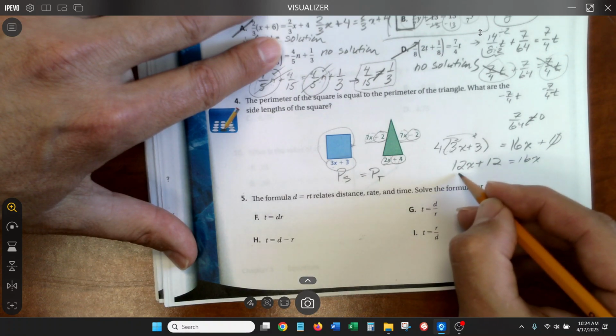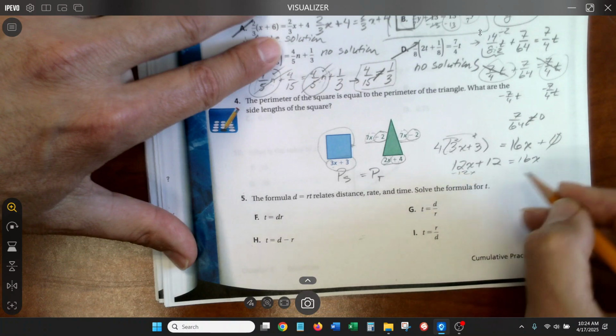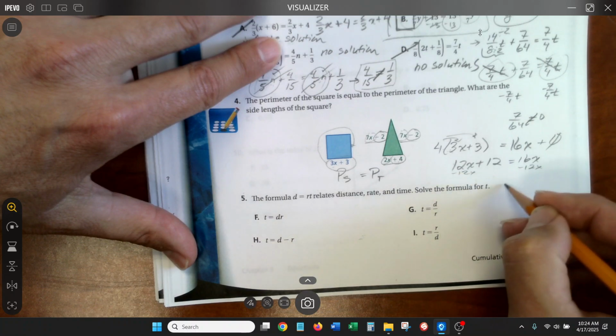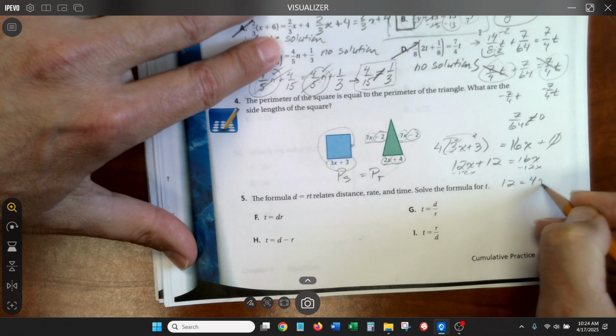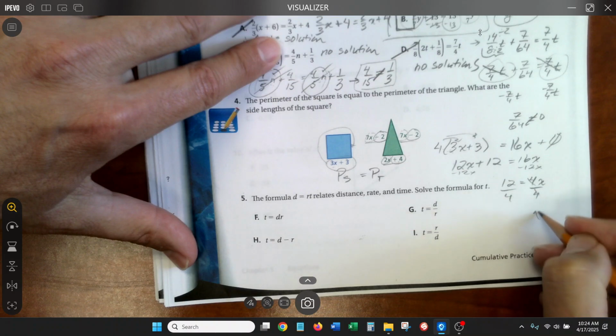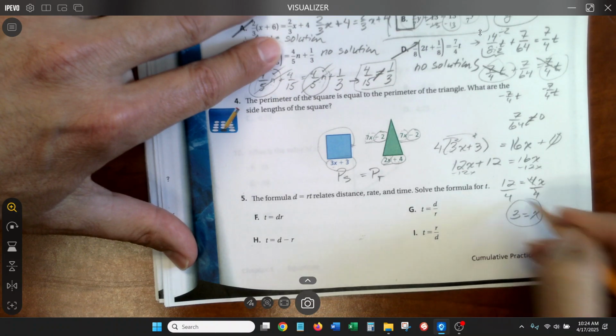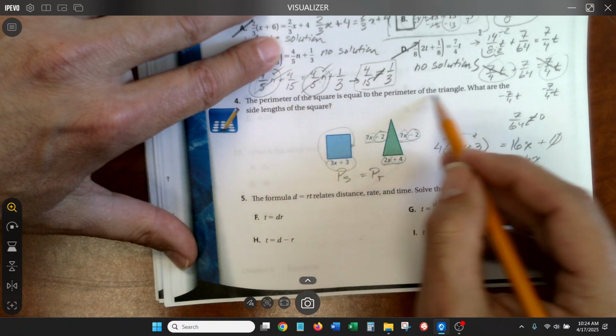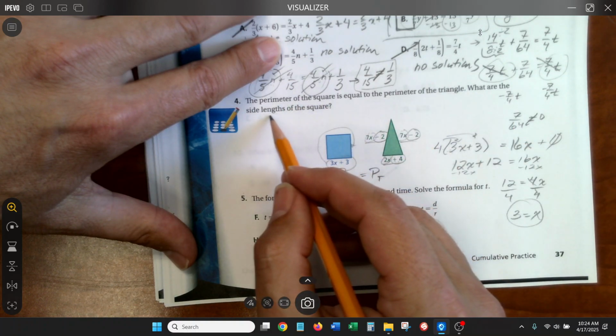And so we can subtract 12x from both sides, and we get 12 is equal to 4x. And now we can divide both sides by 4, and we get x is equal to 3. So the question was, what are the side lengths of the square?